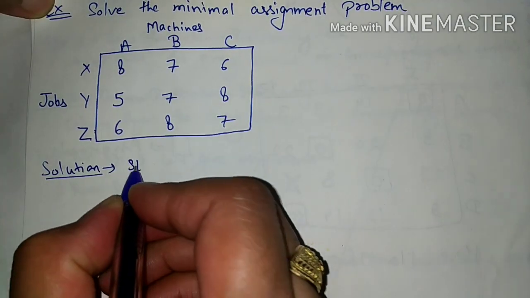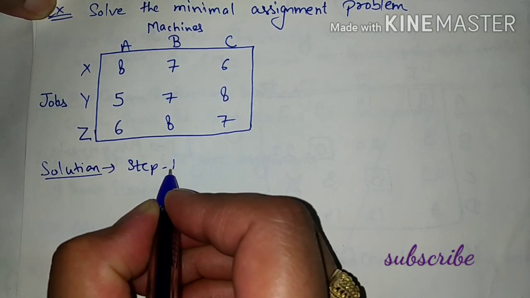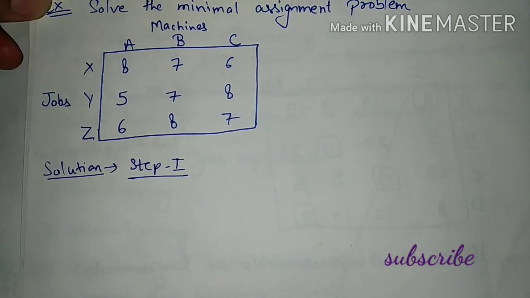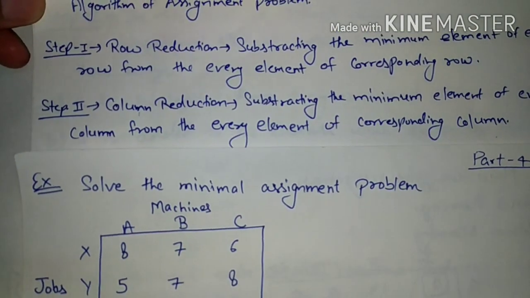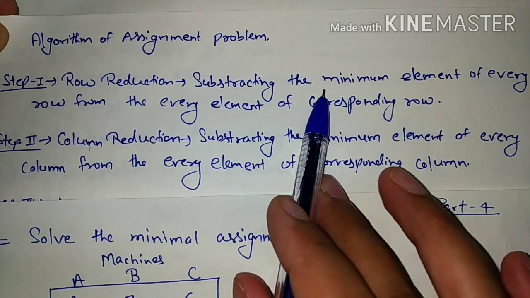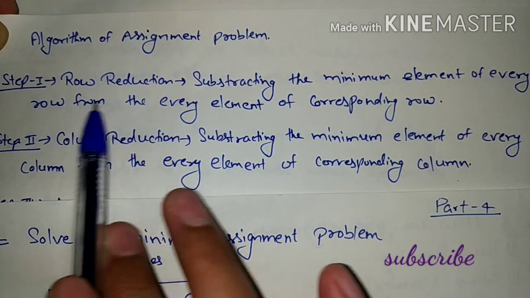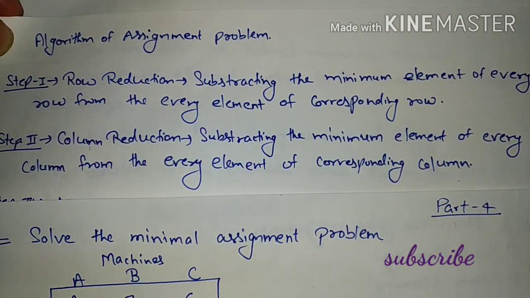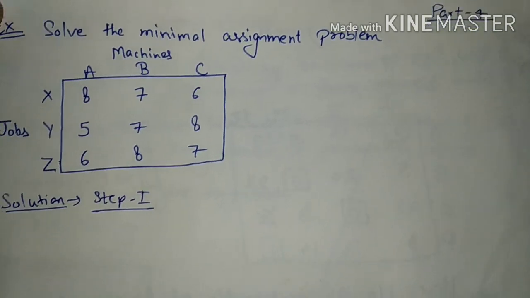Step number 1. Row reduction. In row reduction, we subtract the minimum element of every row from every element of the corresponding row. Let's start.